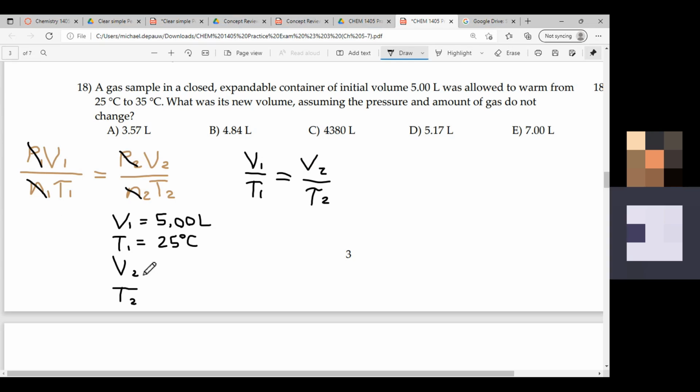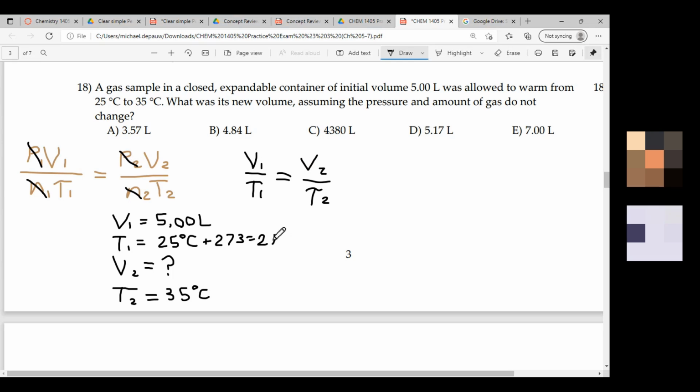All right, so what's the final volume? We don't know, right? And what's the final temperature? 35. So now we're going to add 273 to each of the temperatures. 273 plus, yep, 298. And then 35. Yeah, 308.